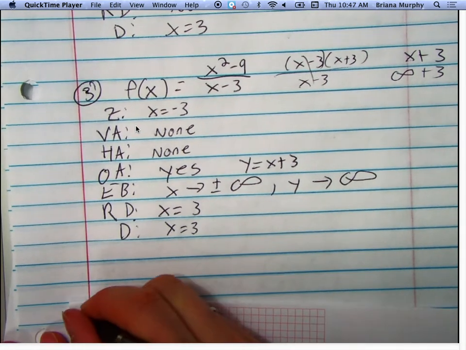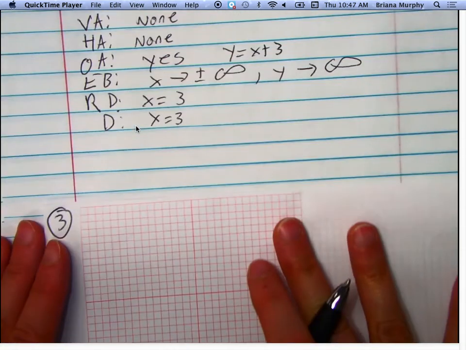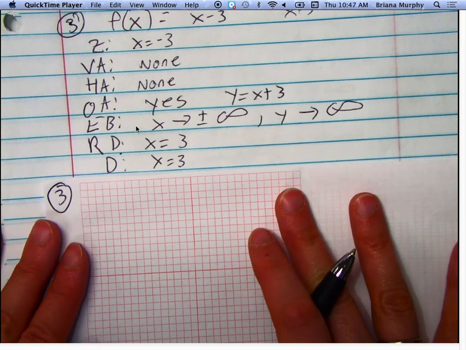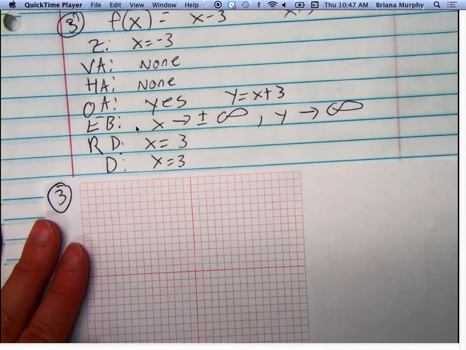All right. You will not have graphing for your homework tonight, but we do need to practice it. It's usually the hardest part. Okay, so we have no vertical asymptotes, no horizontal asymptotes, but we do have an oblique asymptote at x plus 3.